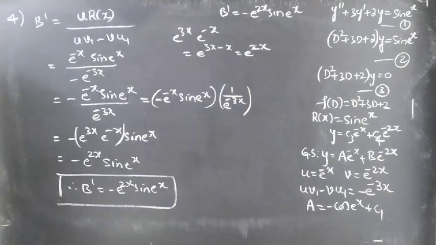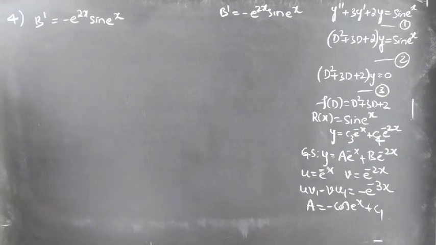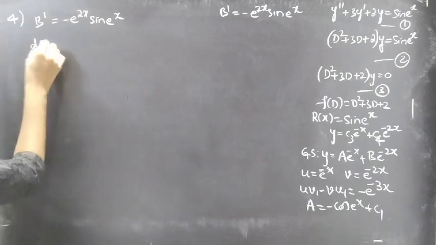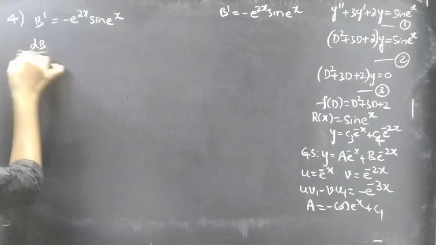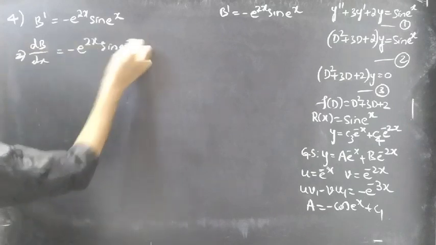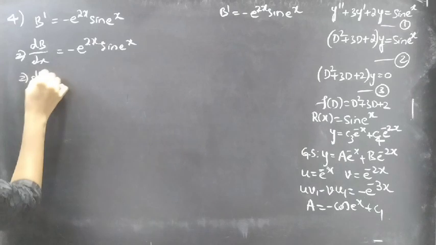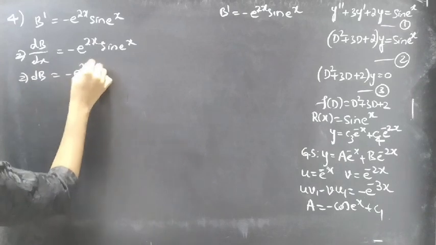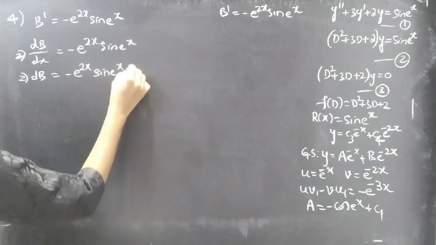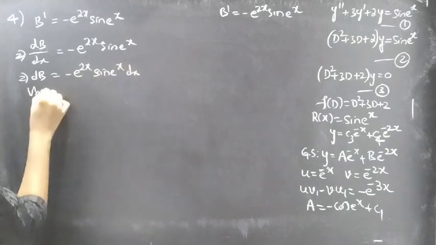Let's now find b using b dash. We have b dash equals minus e power 2x sine e power x. B dash is nothing but the derivative of b with respect to x, equal to minus e power 2x sine e power x. Now let's separate the variables by taking the differential dx to the RHS, and we'll get db equal to minus e power 2x sine e power x dx. Here the variables are separable.